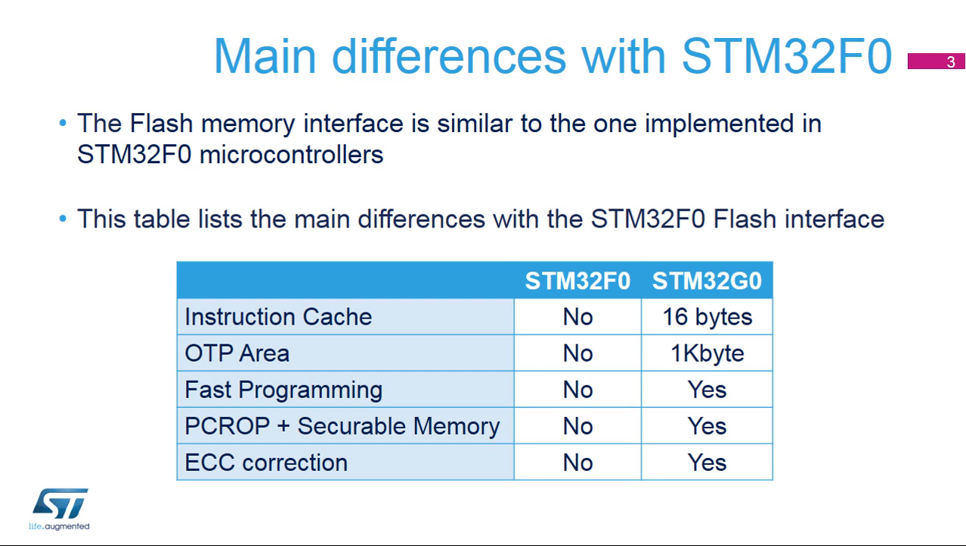Error correction and checking, or ECC, improves the reliability by detecting and eventually correcting bit flips that may have occurred in the flash memory. It is handled transparently by the flash memory controller.